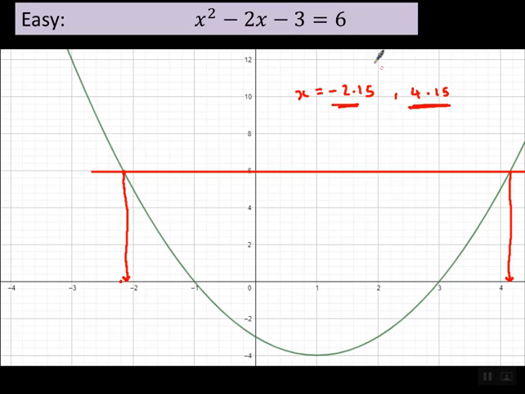So let's just see how close to 6 we get. Let's plug in 4.15. So 4.15 squared minus 2 times 4.15, take away 3. Let's see how close to 6 we get. When you plug it in on the calculator, you get 5.9225, which is fairly close to 6. These are not exact answers, they are rough estimates.